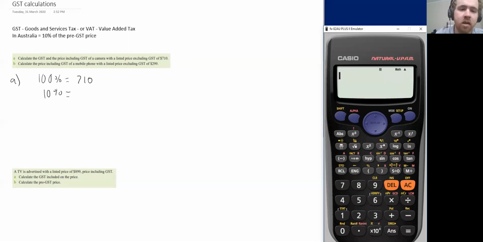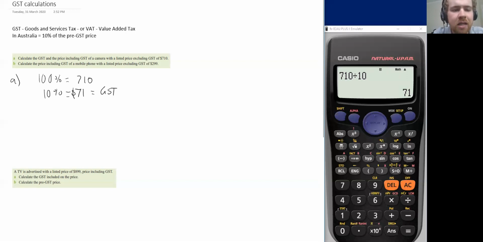Now we can put this in a calculator or we can do it in our head, but 710 divided by 10 is just 71, or you can think of it as just removing that zero when you divide by 10. So that's what the GST equals.